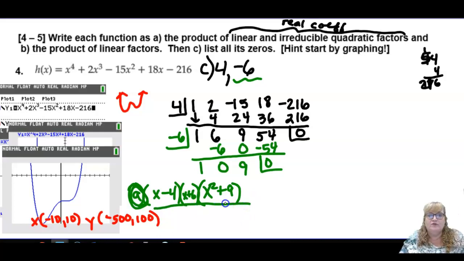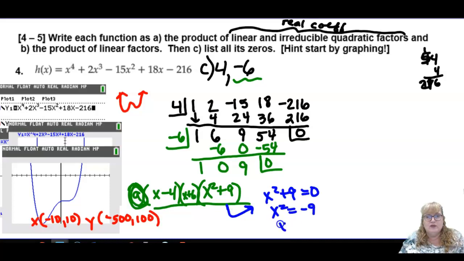B says find the linear factors. Well, to do that, we need to find these two zeros. x squared plus 9 equals 0, means x squared equals -9, means x equals plus or minus the square root of -9, which is plus or minus 3i.